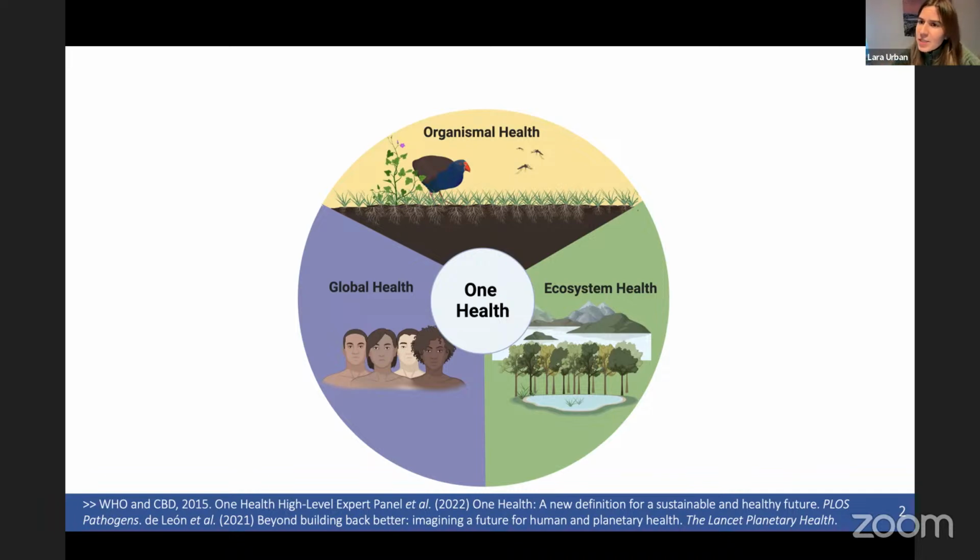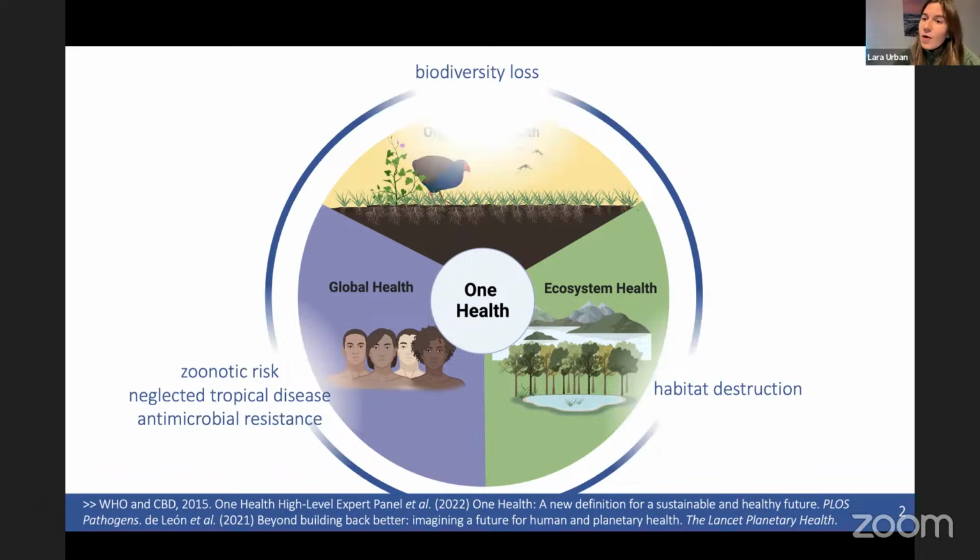And maybe especially for the EVOLTREE community, a really good example of how these health systems are interconnected is how anthropogenic impacts on the environment lead to habitat destruction. This has consequences for biodiversity loss on the ecosystem level, on the species level, on the genetic level. And that again can lead to increased zoonotic risk and also other human health risks, such as antimicrobial resistance.